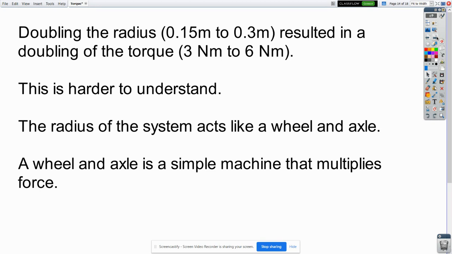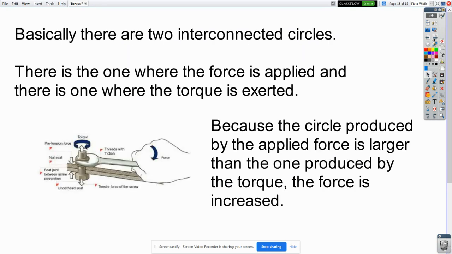What this is taking advantage of is the wheel and axle system, a wheel and axle simple machine. And basically, a wheel and axle is just 2 circular objects rotating together. It's a very simple machine that multiplies the force that's applied to your object. We have 2 interconnected circles when we're dealing with applying a torque.